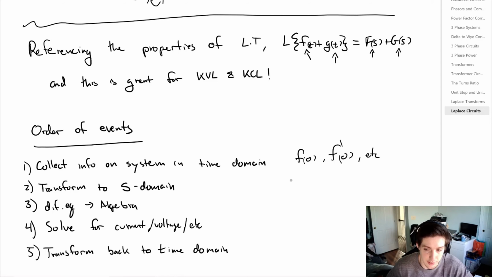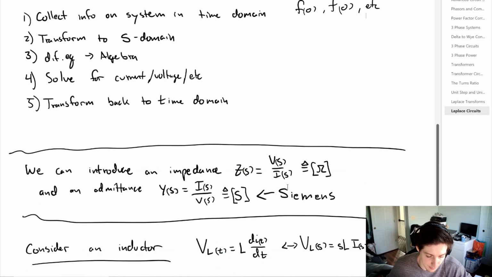Now, while this may seem a little bit cumbersome, it's going to be a lot easier than the differential equation, especially if you have a complex system. So collecting the info on the system is probably given to you, or you know what that is. Usually not too much work to figure out what that is. In the last video, we looked at how to transform things into the S domain. We're going to get into that a little bit more.